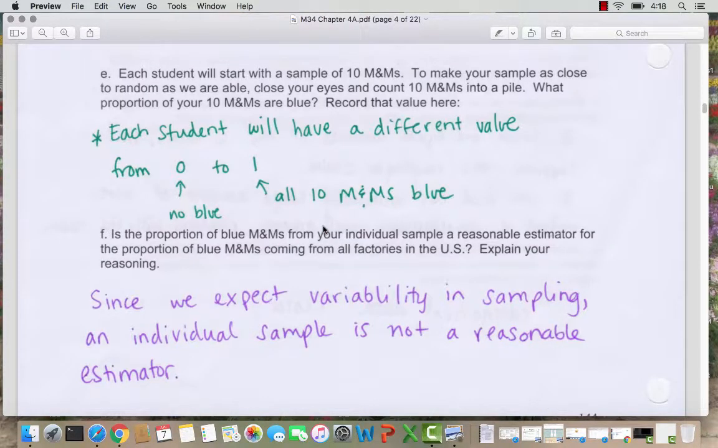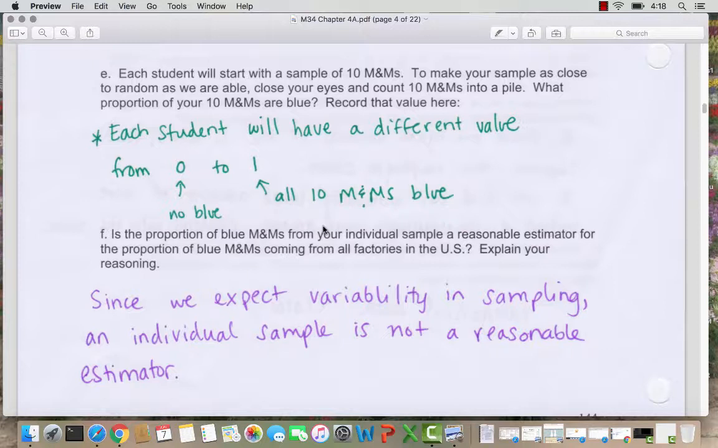Each student starts with a sample of 10 M&Ms. So in this case, in the video, I'm going to talk through how you do it. If we have class time, we'll do it in class. If not, you're welcome to get a pack of M&Ms and randomly count out 10 M&Ms and record the amount of blues in your packet.